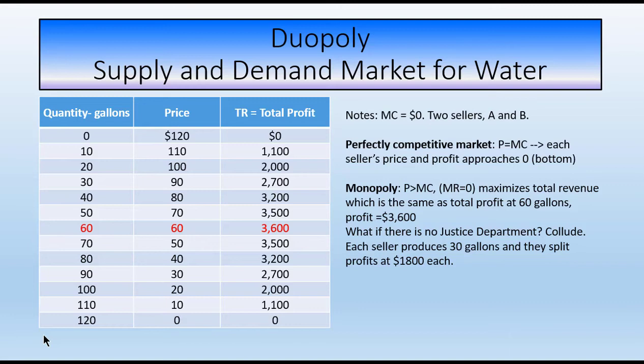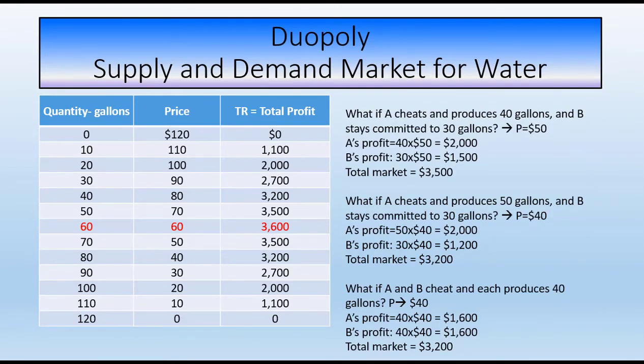So there's another scenario, A and B, which is in the middle, obviously, of perfect competition with many players and monopoly of one. So we have just two. If there's just two and they cooperate, then they're going to act like a monopoly. They're going to sell 60 gallons in total for the market, which means they each sell 30 gallons. The price will be $60 a gallon, and they'll share this $3,600 equally, $1,800 each.